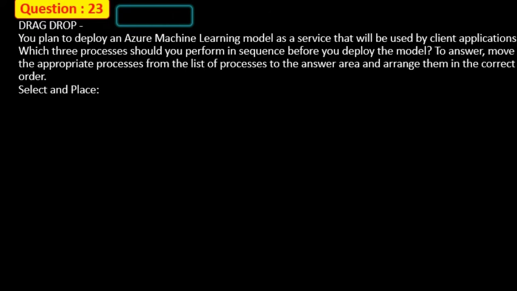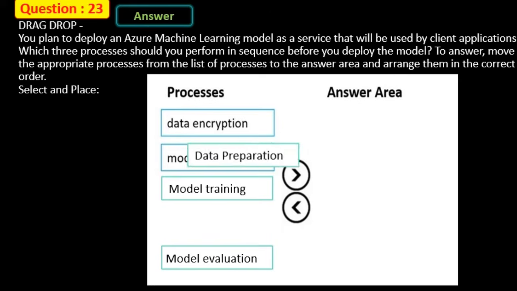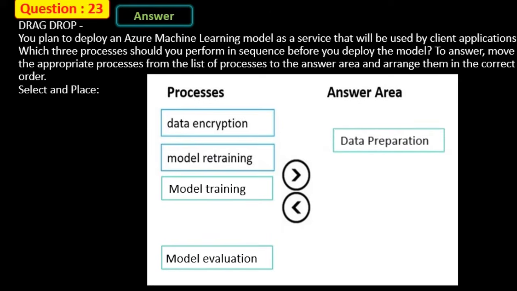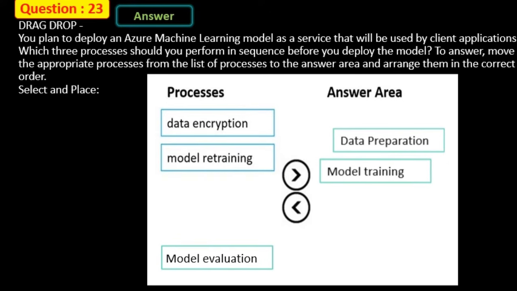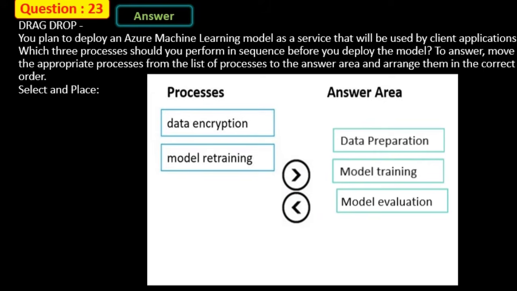The correct order is as below. The first process is data preparation. Then the second process is model training. And the last, third process is model evaluation.